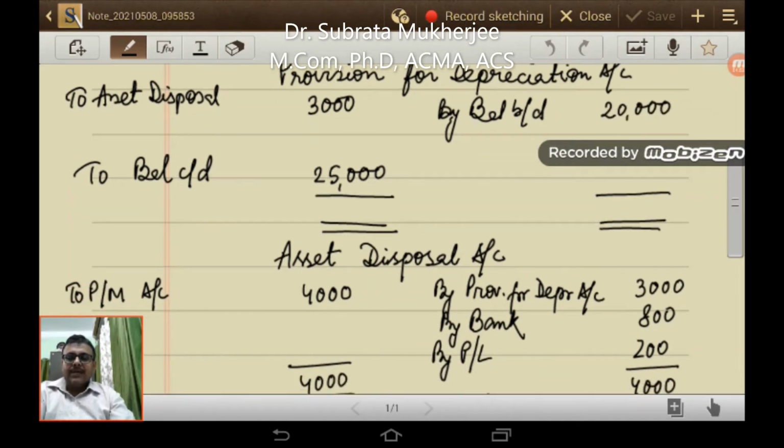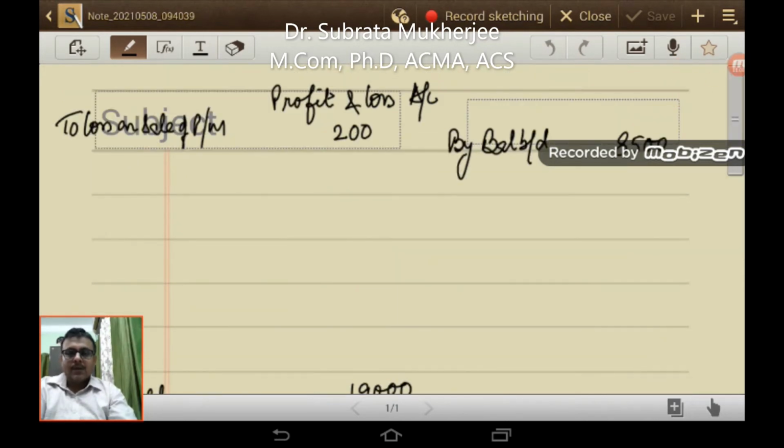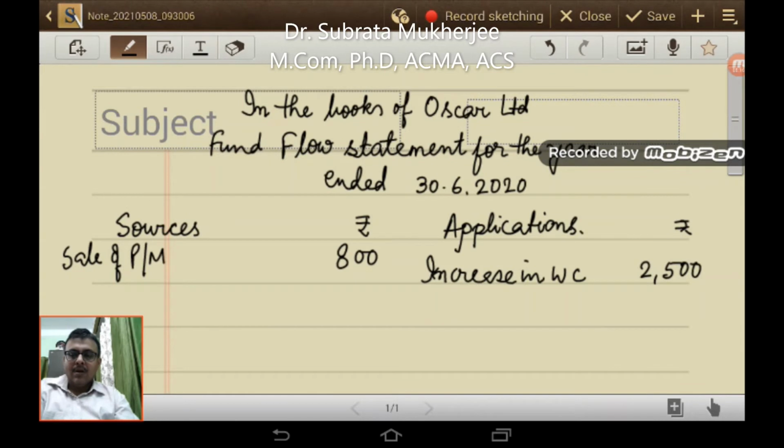Regarding the sale of asset, that is bank account debit to asset disposal of 800, I have to post it in the fund flow statement on the source side, and regarding the loss on sale of asset I have to post it in the PL account. In PL account I have written to loss on sale of plant and machinery rupees 200, and in source side of the fund flow statement I have written sale of plant and machinery for rupees 800.